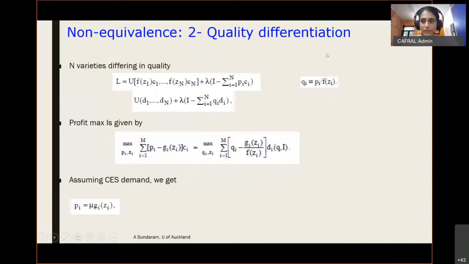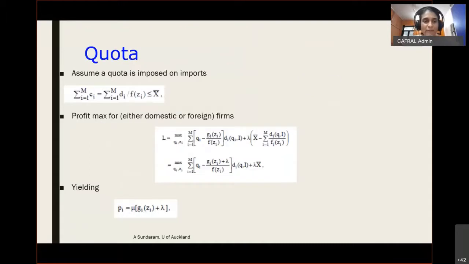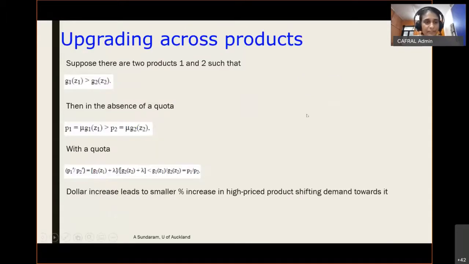And the final thing, I don't have time to go through this, but this is actually an interesting one, which is quality differentiation. So here, on this slide, we have a model where quality is different. So there's differentiation in product quality. And what this model says is, when you have a quota, right, you're going to have quality upgrading across products. So what a quota does is it makes firms switch towards selling high quality products.